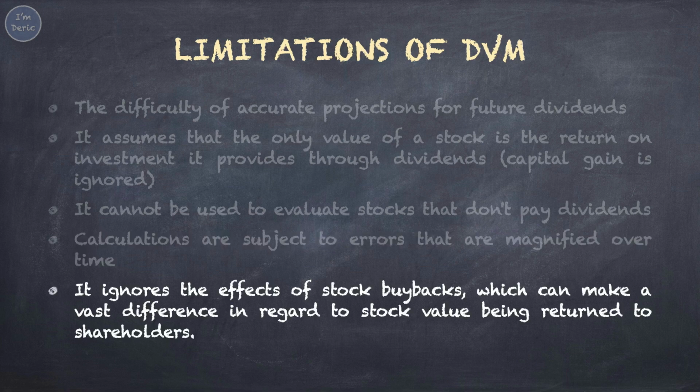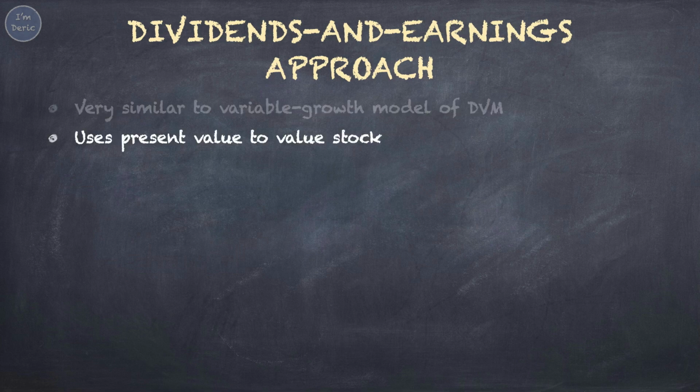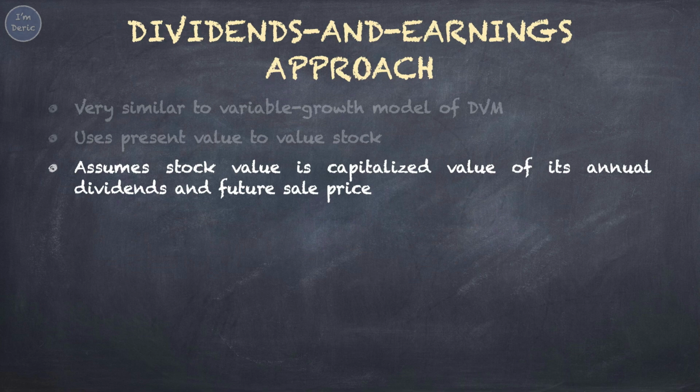DVM ignores the effects of stock buybacks, which can make a vast difference in regard to stock value being returned to shareholders. Dividends and earnings approach is very similar to variable growth model of DVM. It uses present value to value stock. And it assumes stock value is the capitalized value of its annual dividends and future sale price.